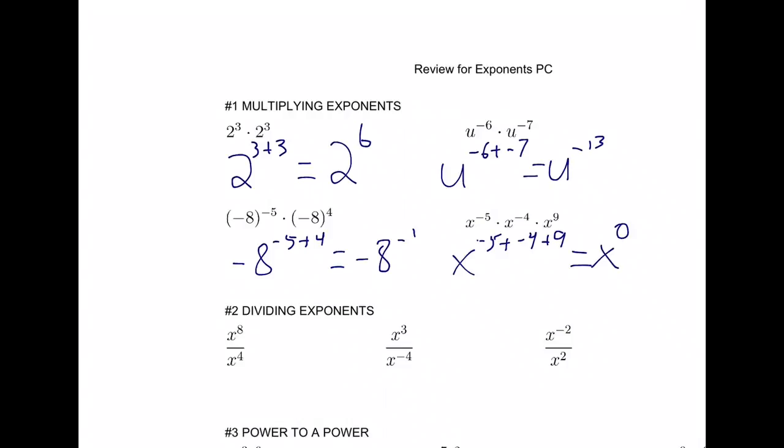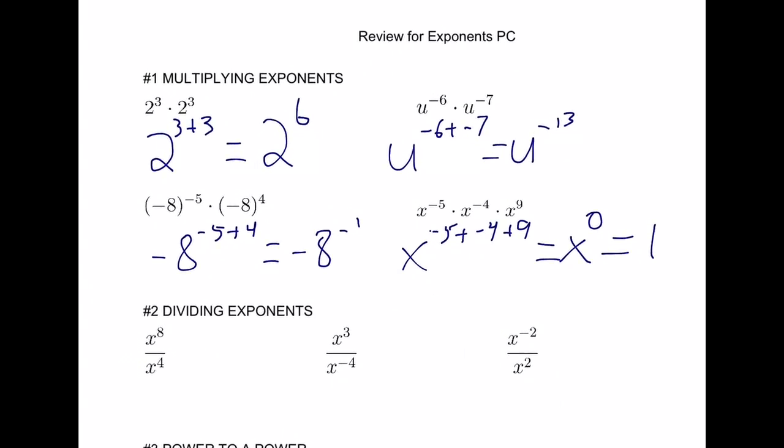And this is a special case. Anything raised to the power of 0 is just 1. So when you're multiplying exponents, add the exponents, as long as the base is the same.